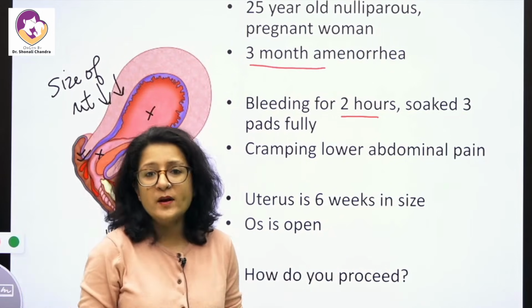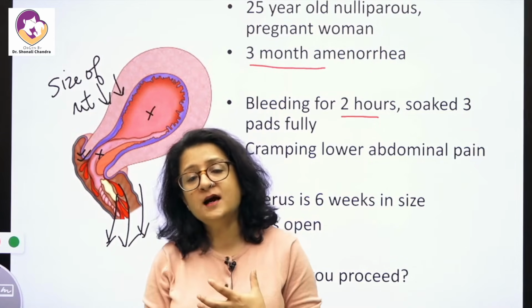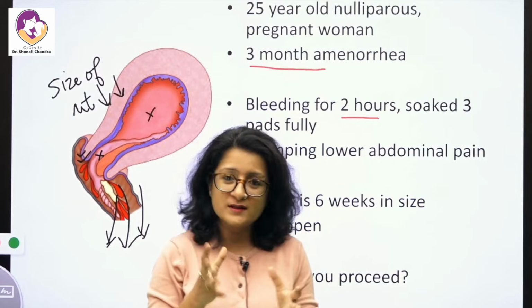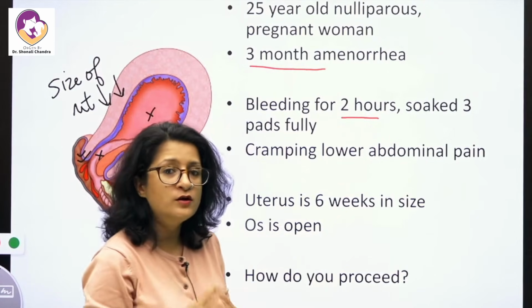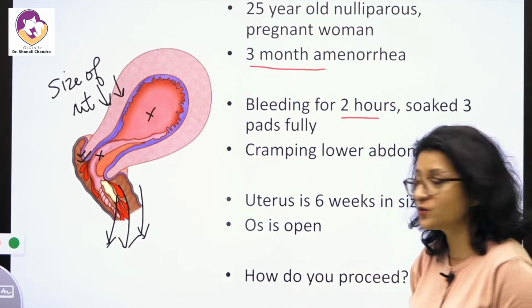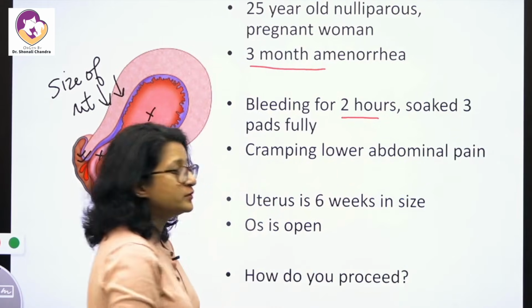So that is the question that we ask, and we can ask her, is she passing clots? How many pads has she soaked? So this gives us an idea about the amount of bleeding. Okay, so she's soaked 3 pads fully in 2 hours. That is quite a lot. There is cramping, lower abdominal pain.